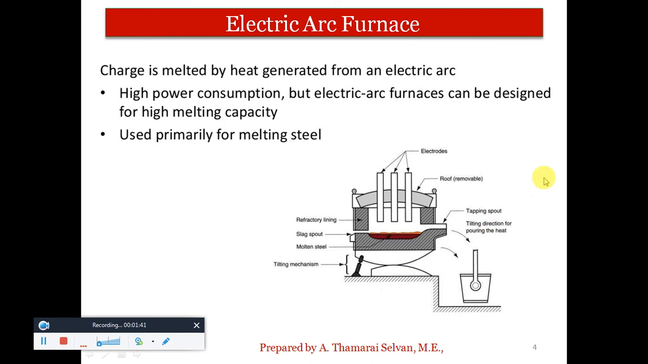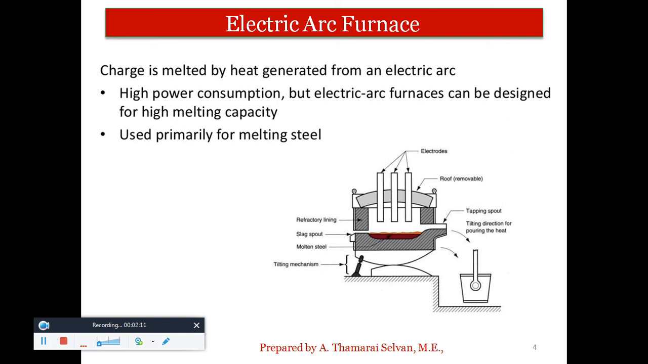Here the charge, we call it, is the mixture of, for example in case of steel, scrap and coke. The charge is melted by the heat generated from an electric arc. So here the electric arc is struck between 2 terminals, or here 3 electrodes, so that the molten metal would be obtained by melting because of this heating.